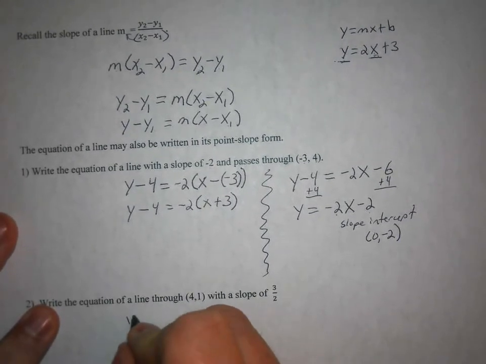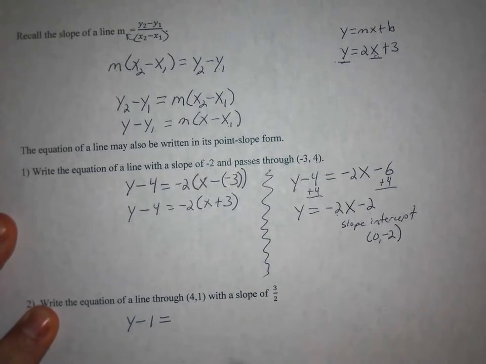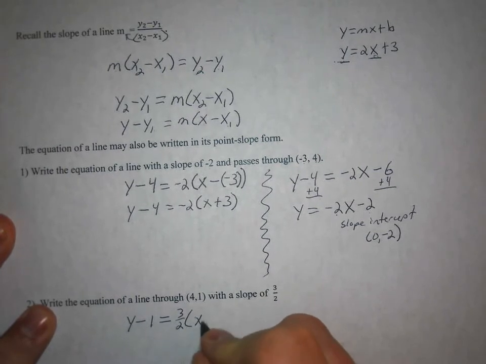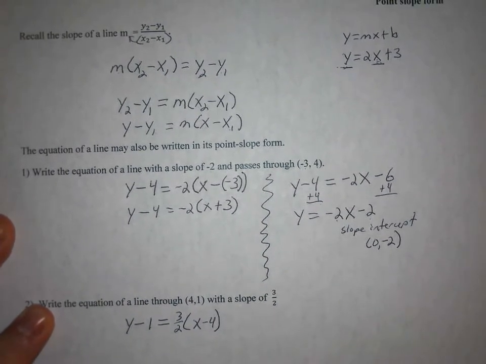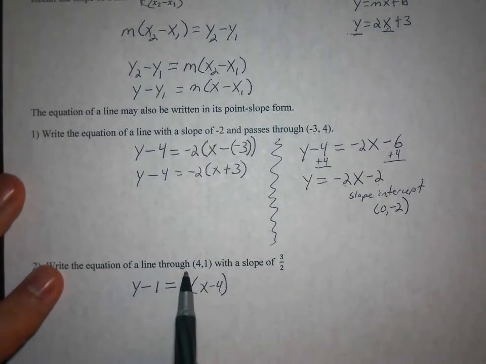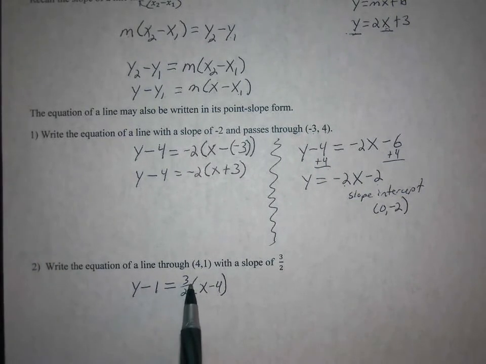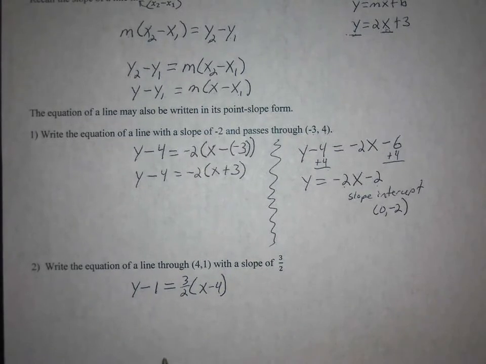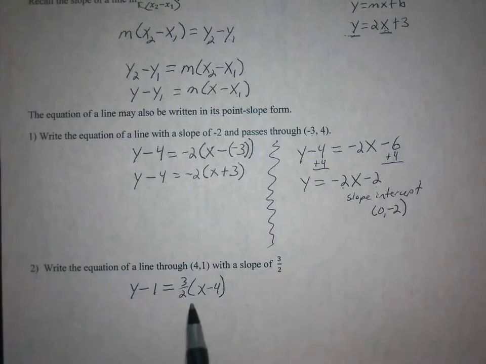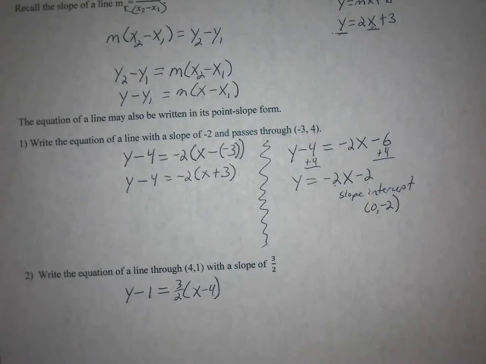So when you do y minus y1 equals m times x minus x1, there's your point-slope equation. From there, we know it goes through the point 4, 1 with a slope of 3/2. And if that's what you want to do, graph the line, that's all you would need. If you wanted to write it in slope-intercept form, you could by distributing the 3/2 and then adding the 1, which I'm not going to go through, but you could do that if you wanted to.